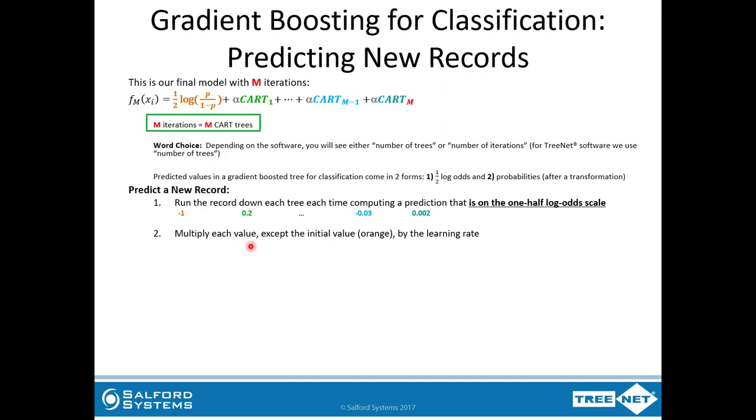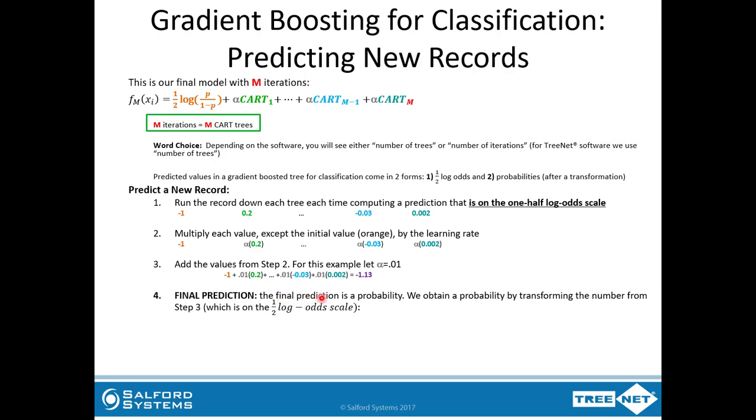Now multiply each value here, except for the initial value, which is just an orange. Remember, this is just our initial 1/2 log odds. And you're going to multiply this by the learning rate. Now, in the third step, just add the values from step 2, and just go ahead and let alpha be 0.01, just so you have a number here. And so this here, this is your prediction on the 1/2 log odds scale. So this is the first part here.